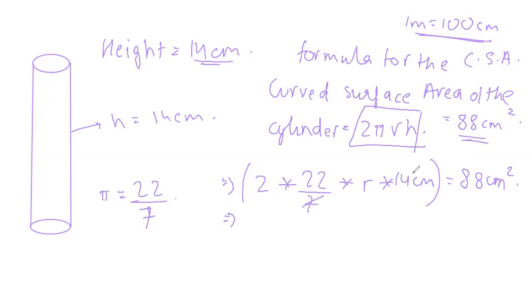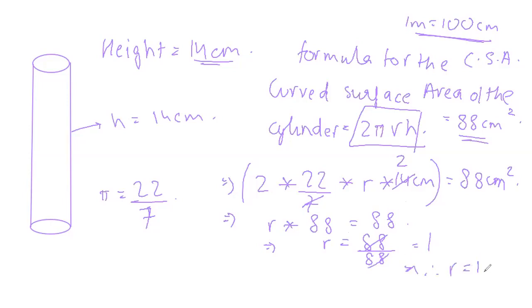So 7 1s are 7, 7 2s are 14. So 2 into 2 is 4, and 4 into 22 is 88. So 88 is equal to 88 R, because we have not found the value of R yet. So R into 88 is equal to 88. By a basic linear equation, 88 divided by 88 is equal to 1. Therefore, R is equal to 1.